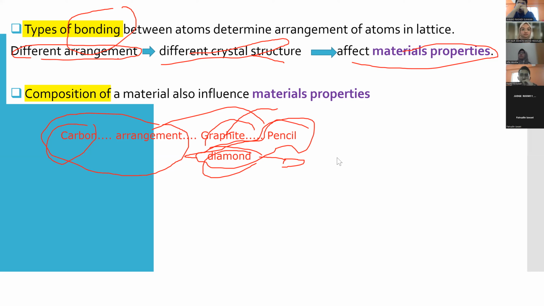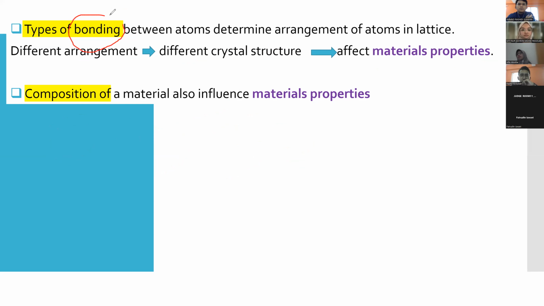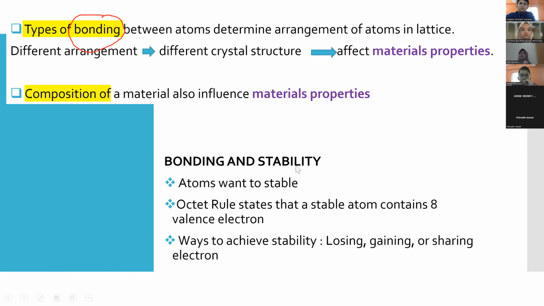If we talk about material properties, the factor is not only the types of bonding. The composition also influences the type of bonding. But now our focus is on bonding, we don't talk about the composition. If we want to talk about bonding, why do atoms make a bond? Why does the bonding happen?